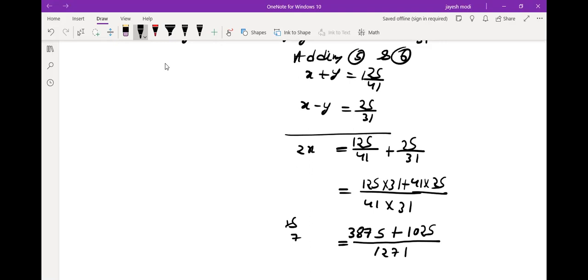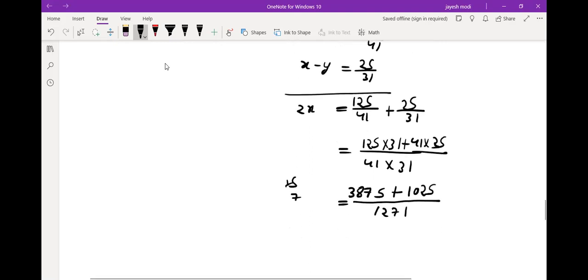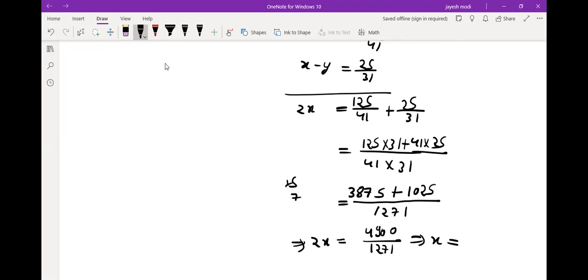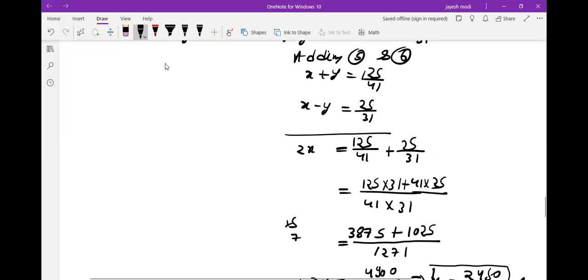Yes, sir. Correct. Add it: 3875 plus 1025 is 4900. 4900 upon 1271. And this is the value of 2x, meaning x is obtained by dividing the numerator by 2. 2450 upon 1271 is the answer for x. Is that clear to you? Yes, sir. And now using this value of x, you can find the value of y.